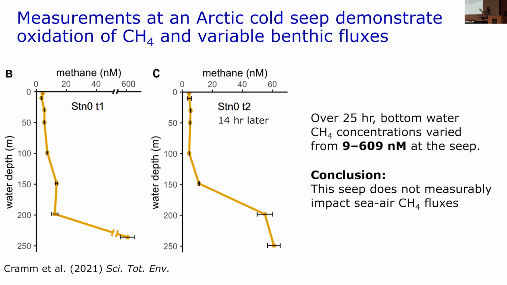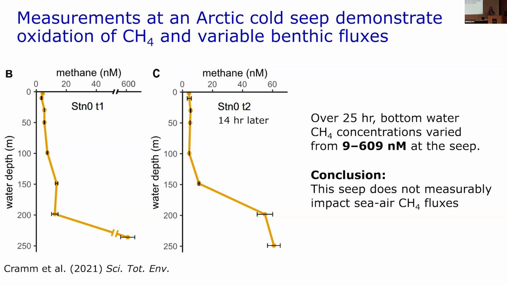If they had only sampled at the 25-hour mark, they would have only measured 9 nanomolar rather than 600 in the bottom water. But regardless of what the bottom water concentration is, the concentrations at the surface are very close to equilibrium. So the conclusion is that this seep is really not measurably impacting sea air methane fluxes. But of course, this is a deep sea seep. This is at about 250 meters.